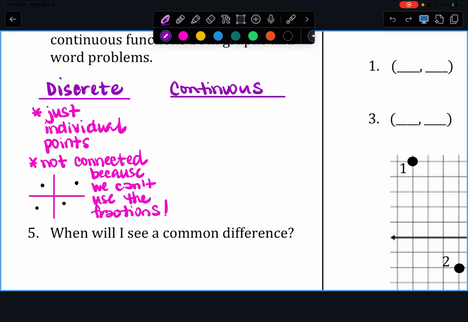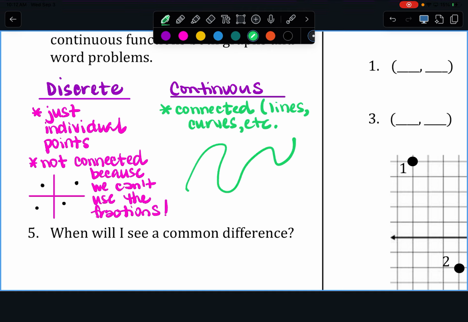Then we have continuous graphs, right? So continuous graphs are connected, okay, which means lines, curves, etc. Right? It doesn't matter if they're lines or curves. It could be loop-de-loops, right? It doesn't matter, but it's connected and you can draw it with one swoop of your pencil, okay?